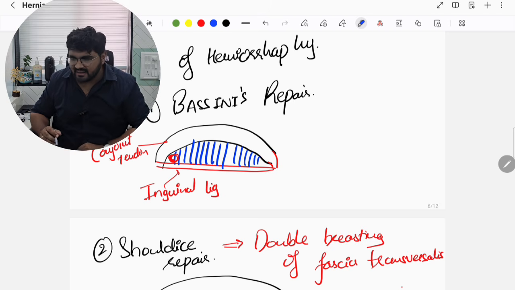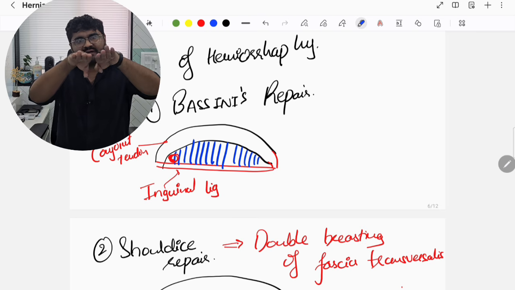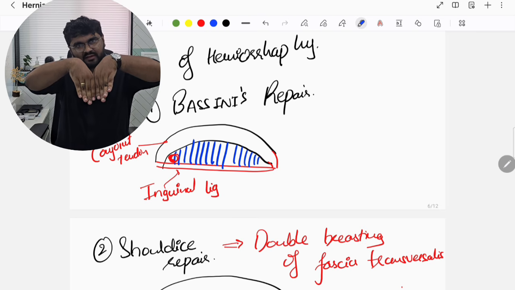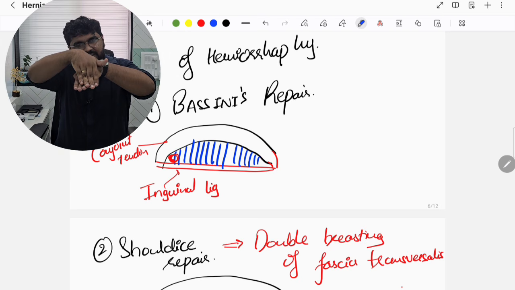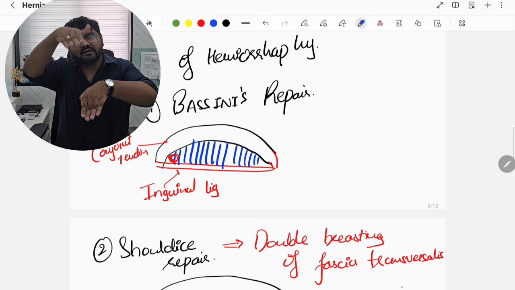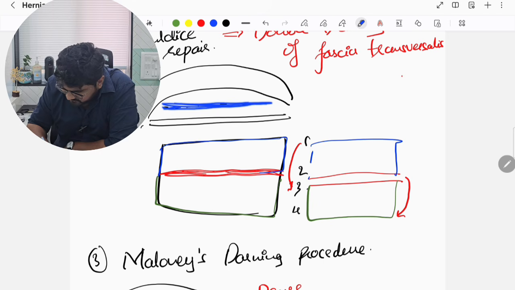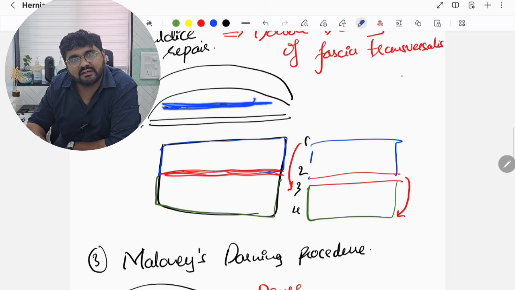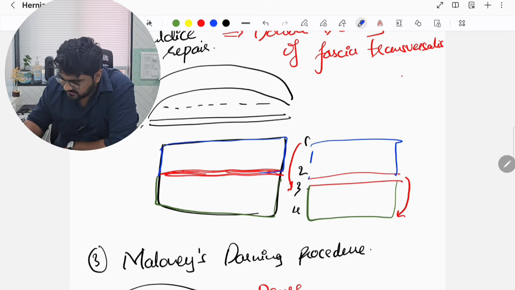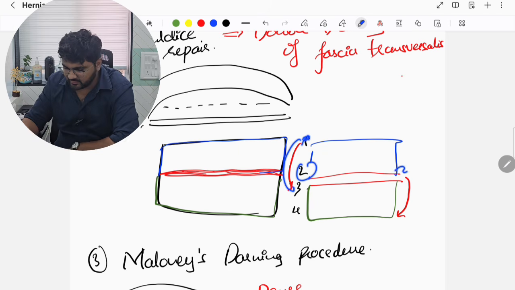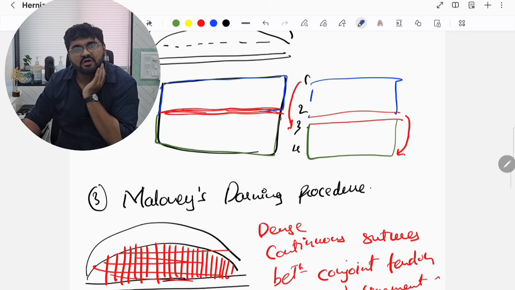What you do in Shouldice repair is that if this is your posterior wall, that is your fascia transversalis, you separate it from between. You separate it, okay, and then you overlap both the separated parts one upon the other. So this is what is called double breasting of fascia transversalis. So just look here, we are cutting the fascia transversalis into two. Okay, you can see that one part and the other part, and then you are overlapping it. You're suturing one with 3 and 2 with 4. So this is known as double breasting. This is your Shouldice repair.